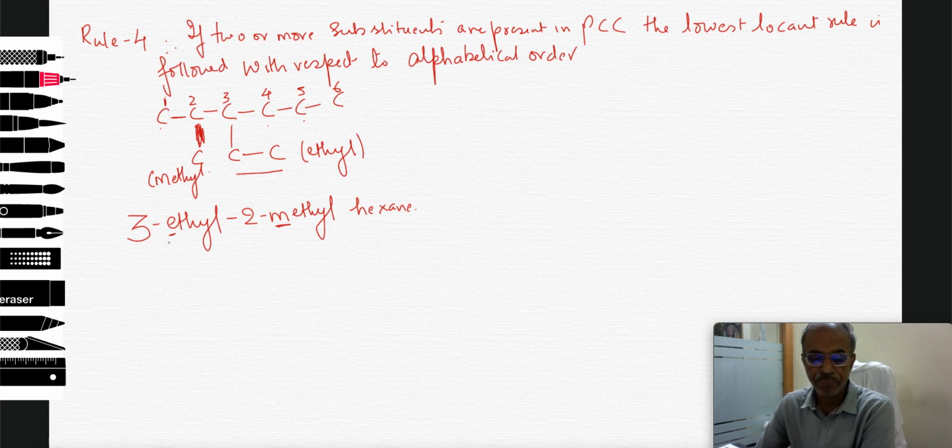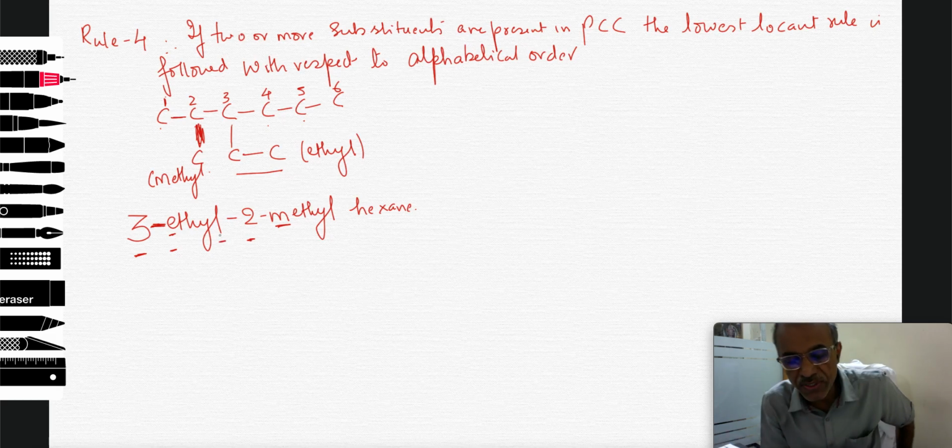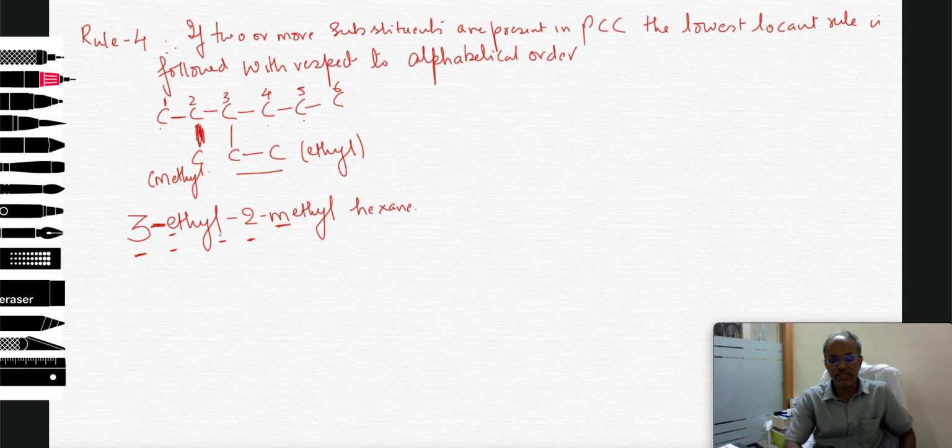Now whenever you want to differentiate a number and an alphabet, always use a hyphen. Number and an alphabet has to be differentiated by putting a hyphen in between. Right? So 3-ethyl-2-methylhexane. That is rule 4. Now comes rule 5.